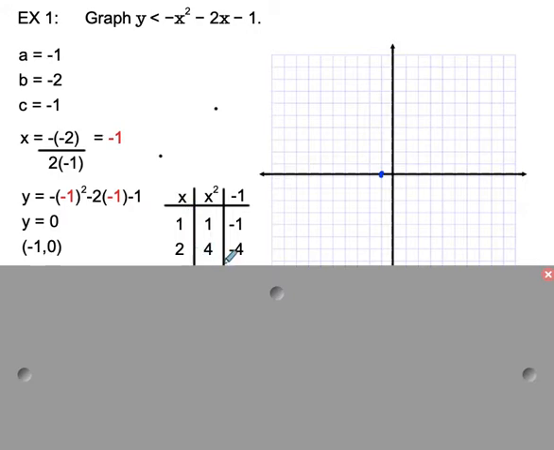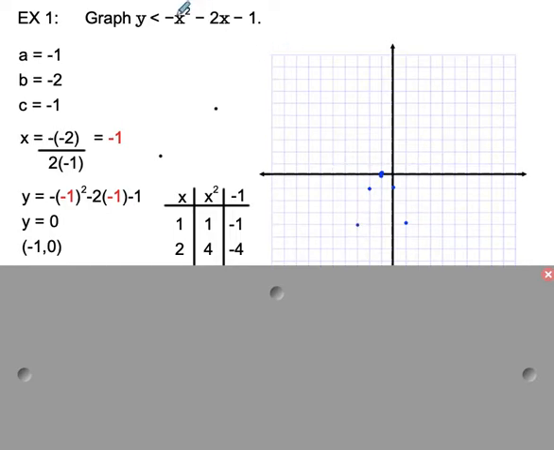For x, I just pick a couple, 1 and 2. Square them, 1 and 4. Multiply by the a value, negative 1 and negative 4. So remember the middle's trash, so we're going to go 1 over, 1 down. We're going to reflect that. We're going to go 2 over and 4 down and reflect that.